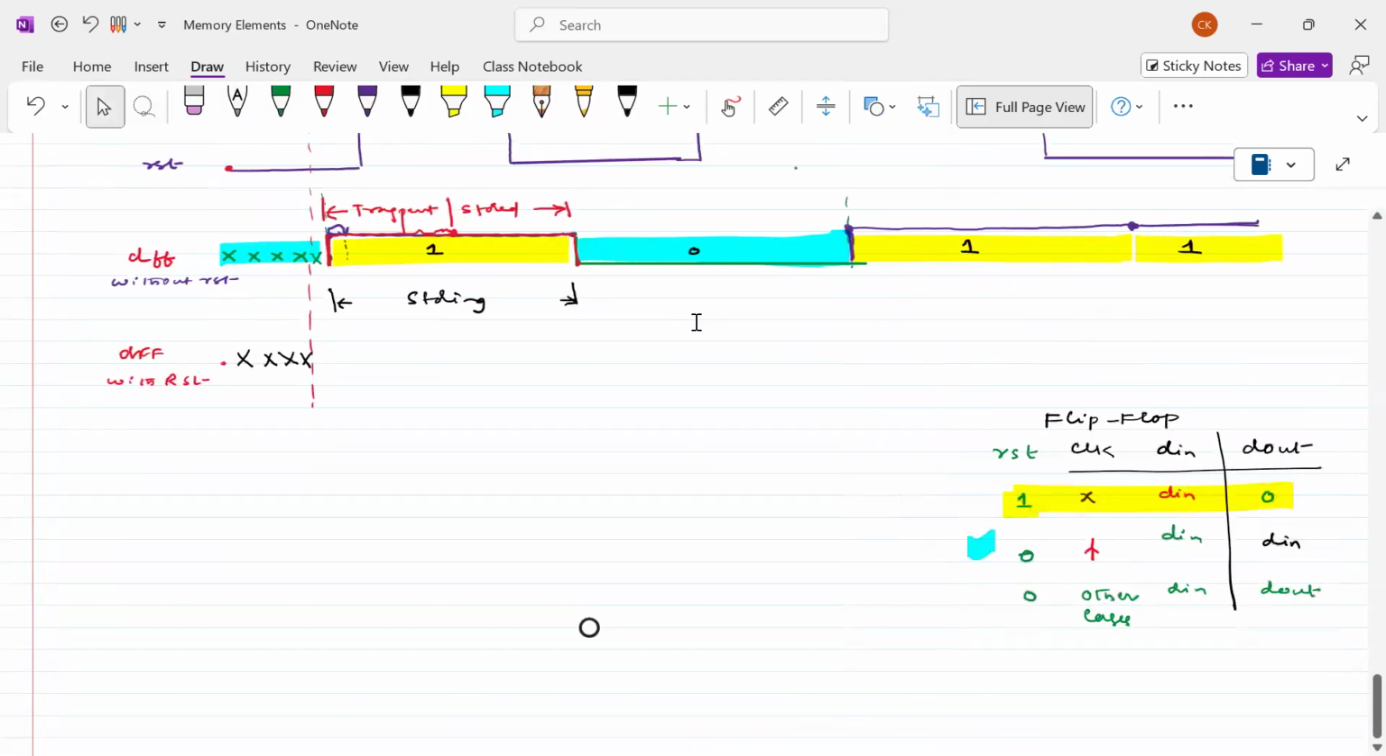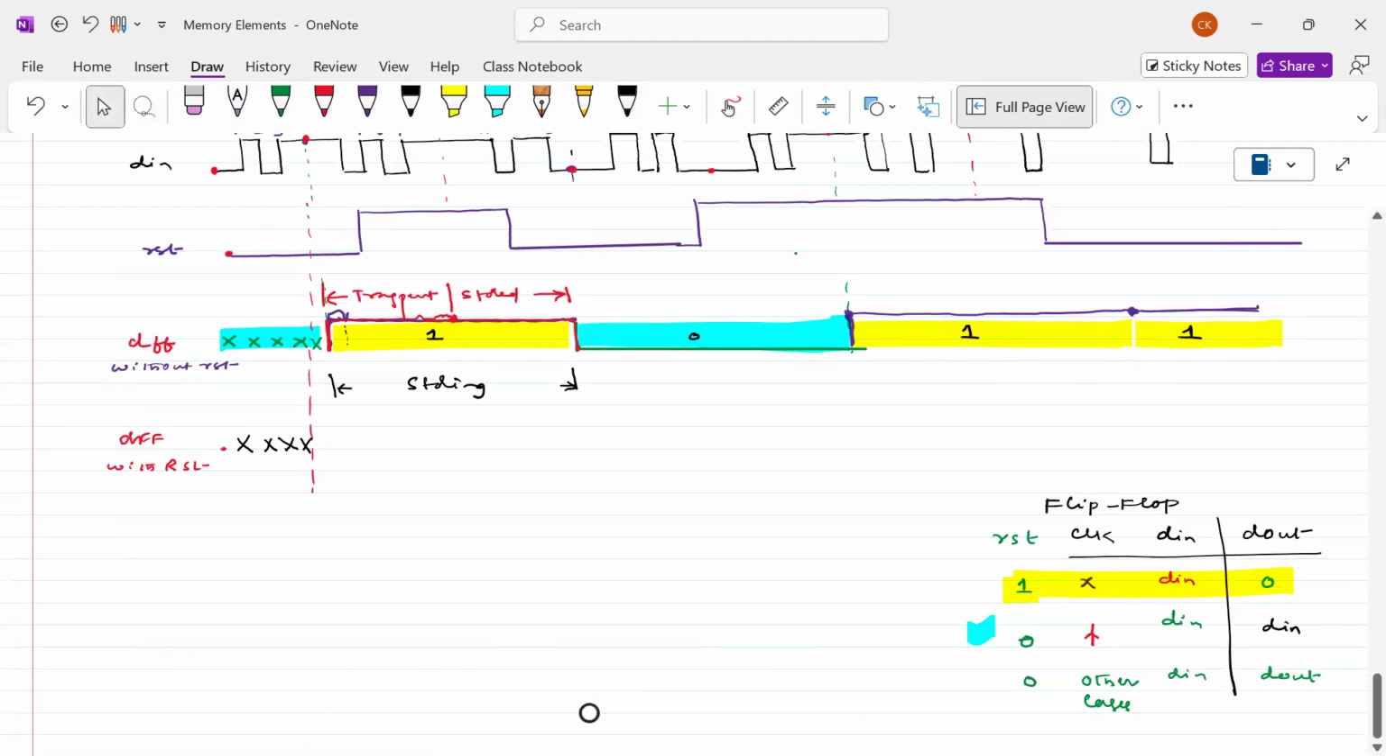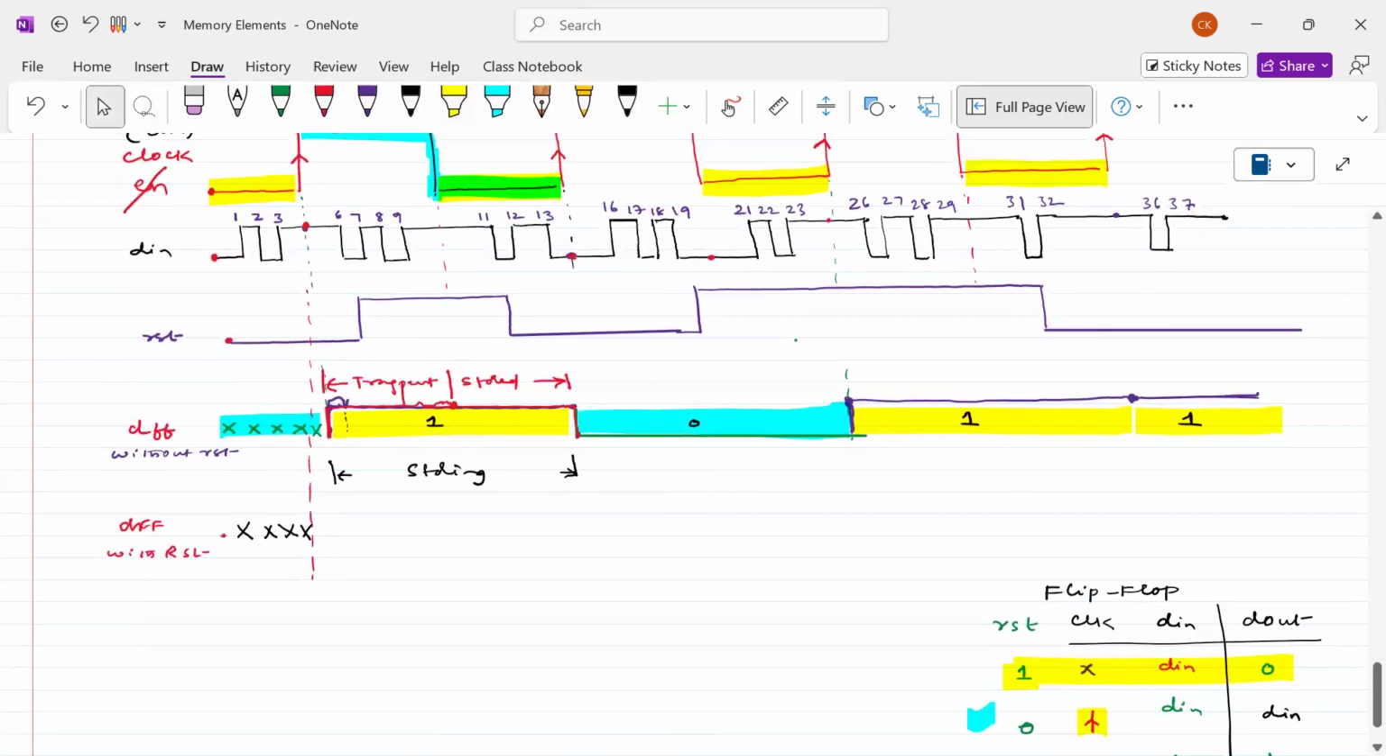Can you please let me know what is happening here? Which condition holds good? The positive edge of the clock is there. Reset is 0. Positive edge is there. Then whatever the DN is there, the DN will be transparent. What is the DN here now? It becomes 1. Till what? To the next positive edge of the clock. So it goes on this way.